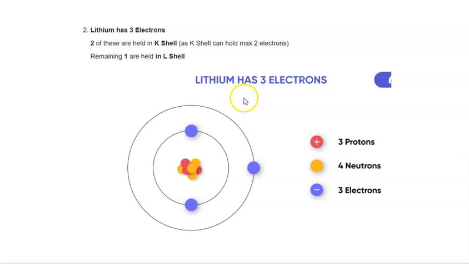But if you go to lithium, lithium has 3 electrons, so it has the same 2 electrons in the first shell, but also an extra one in the second shell. Is lithium stable? No, it's very reactive. Then lithium prefers to lose this electron and get the configuration of helium that has 2 electrons in the outermost shell.